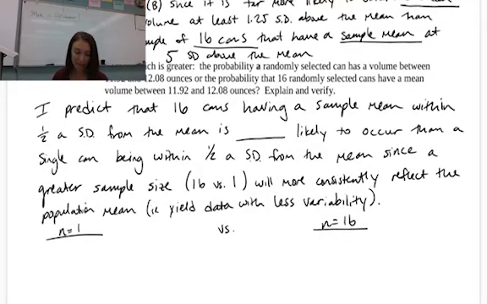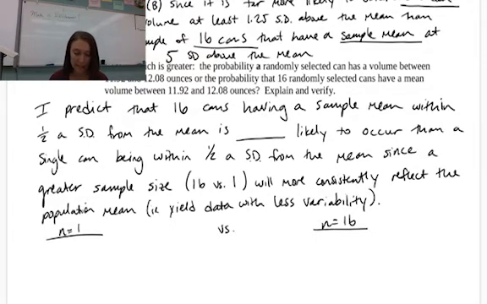All right, predict which is greater. The probability a randomly selected can has a volume between 11.92 and 12.08, so only 0.08 ounces above or below our true mean of 12 ounces, or the probability that 16 randomly selected cans have a mean volume of between 11.92 and 12.08 ounces. So if we think about it, they're giving us a little bit of a different situation this time. They're telling us we're going to be pretty close to the true mean and on either side. So which one, either one can or 16 cans in finding the mean, is going to have a larger percentage between those two pieces, close to 12?